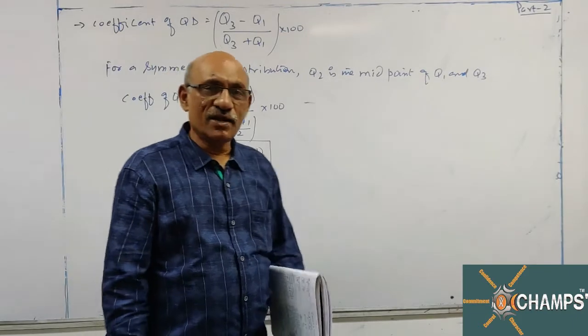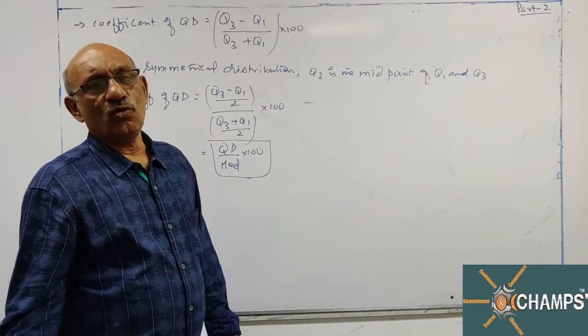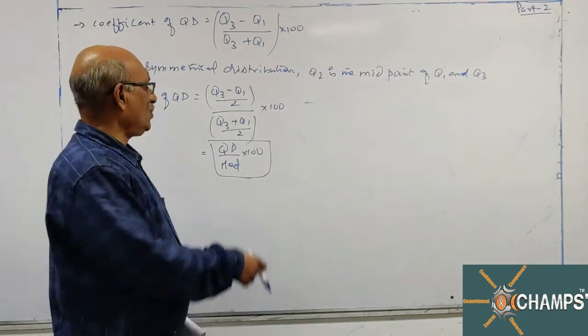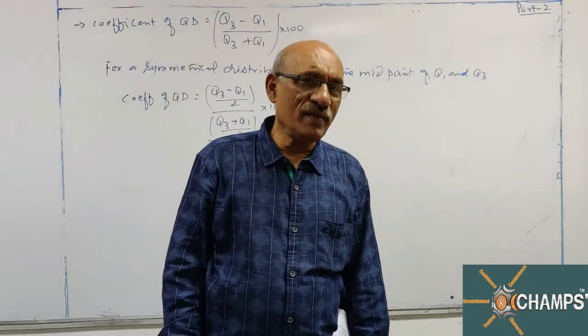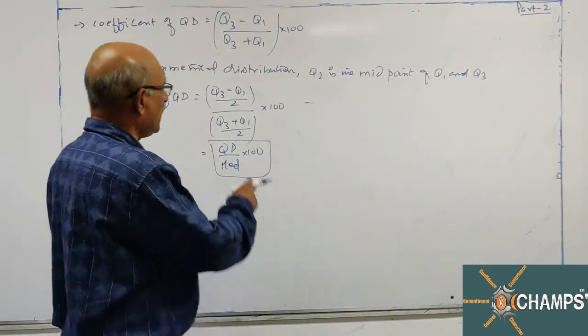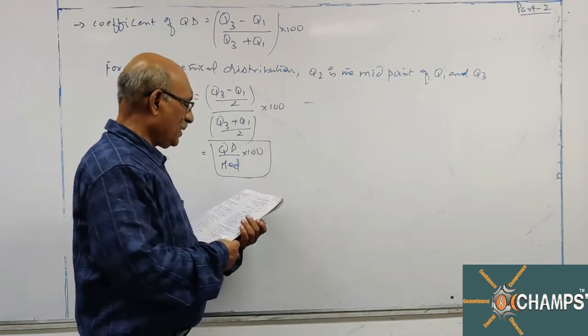Why is median written by me? Reason is simple. The value of Q2 coincides with the median. So instead of writing Q2 in the denominator, it is written as median. So this formula is applicable when the given data is a symmetrical distribution.